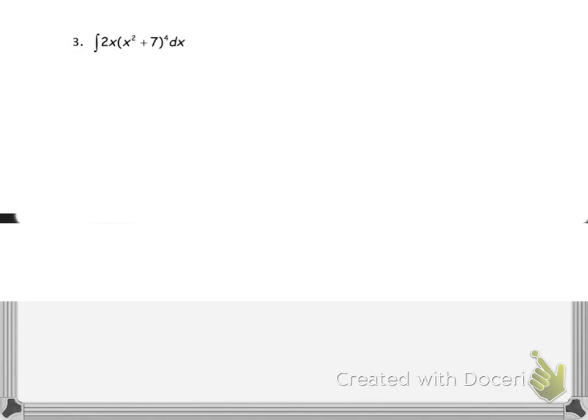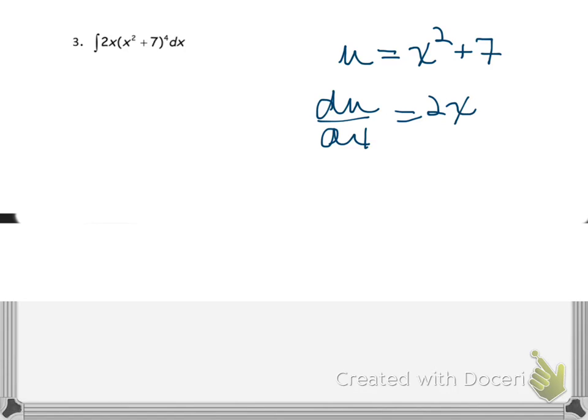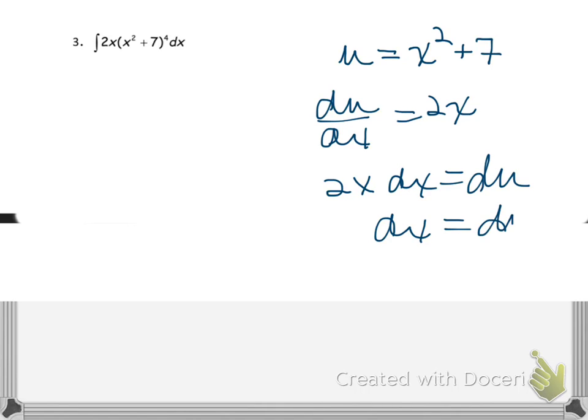Okay, so I'm going to pick out the most complicated section, and I'm going to make my u equal to x squared plus 7, so I can do my u substitution. So du dx equals 2x, yet again. And I have 2x dx equals du, so dx will equal du over 2x.